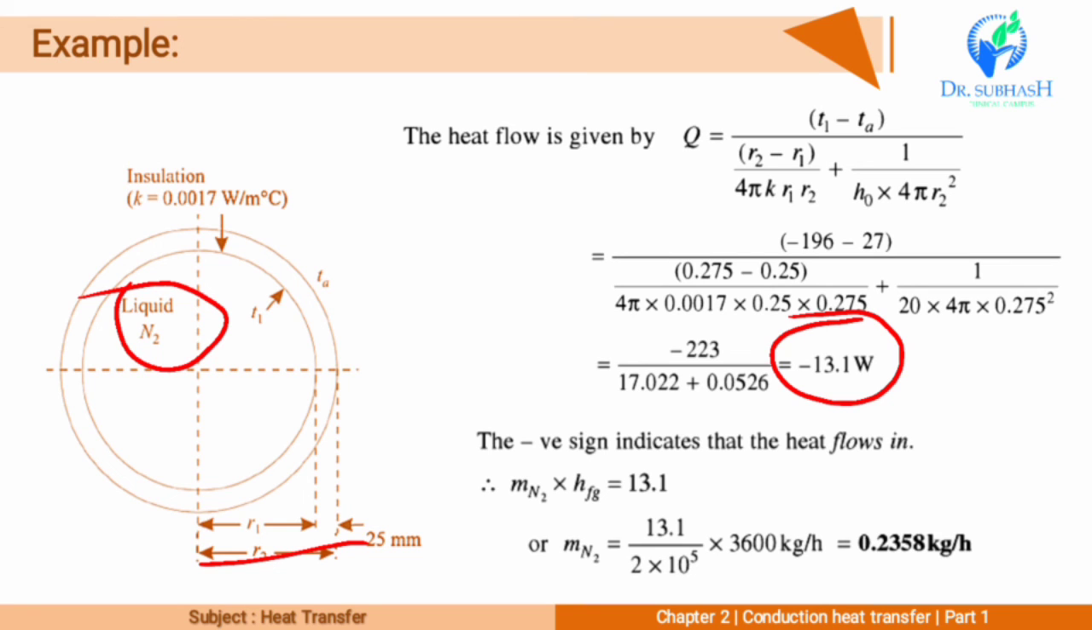Now let's find our second answer. The mass of nitrogen multiplied by h_fg, the latent heat of nitrogen, is equal to 13.1. So the mass of nitrogen is equal to 13.1 divided by 2 into 10 raised to 5, multiplied by 3600, because we want to convert the mass into per hour. So finally we get 0.2358 kg per hour.